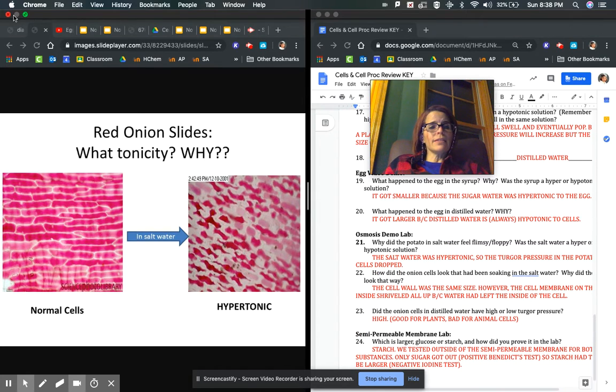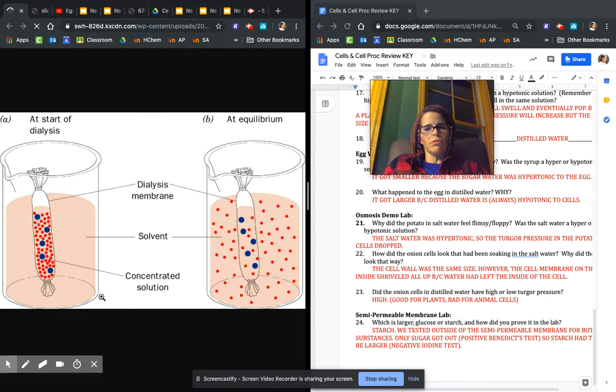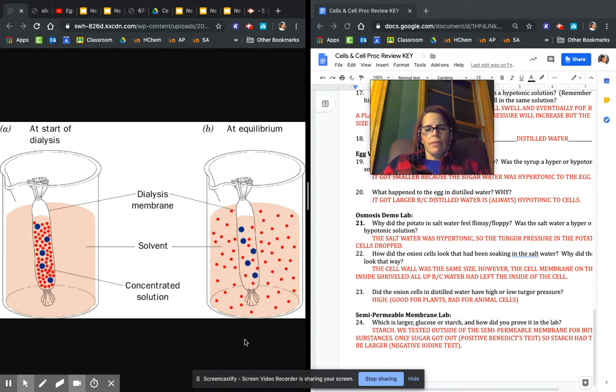And then finally, the semi-permeable membrane lab. Let's see if I have the picture over here. There we go. You remember that's the one we referred to as the Jolly Rancher. We put sugar and starch solution. So the sugar would be represented by these little red dots, and the starch would be represented by the big blue dots. The semi-permeable membrane meant small things can pass through. So the sugar molecules were able to pass out, and the starch molecules were trapped on the inside.